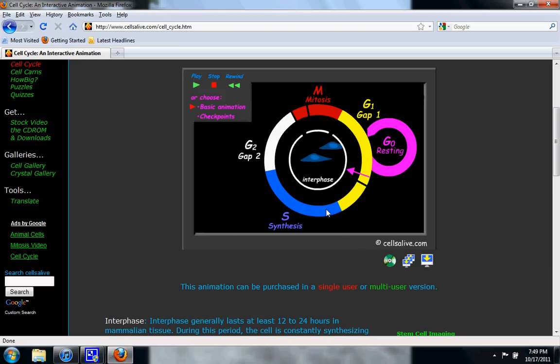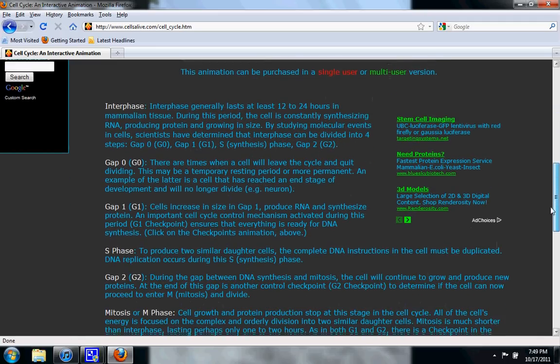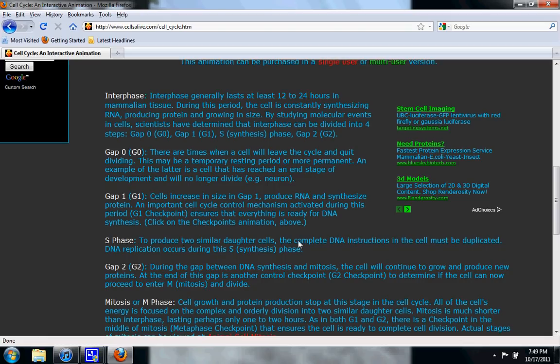The blue line right here is called synthesis. During this stage, the DNA inside the nucleus has to replicate. If a cell is going to divide to make two new cells, then it has to have an exact copy of all the DNA put into the other cell. So during this blue synthesis stage, the DNA is replicating, and we're going to talk about that in the next unit a little bit more. In S phase, the complete DNA instructions are duplicated.